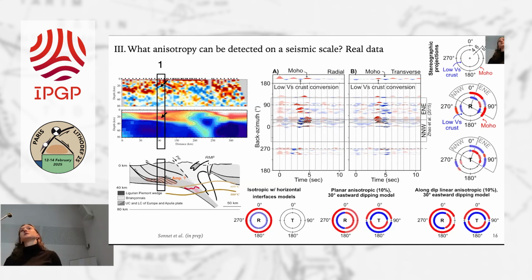And these features are only represented in the along-dip linear anisotropy case, and not in the planar and isotropic models. So even if this signal is certainly more complex, as in the transverse component, we do not yet know what it means, and it's obviously more complex than this one. It's certainly more complex than just one part of anisotropy here.